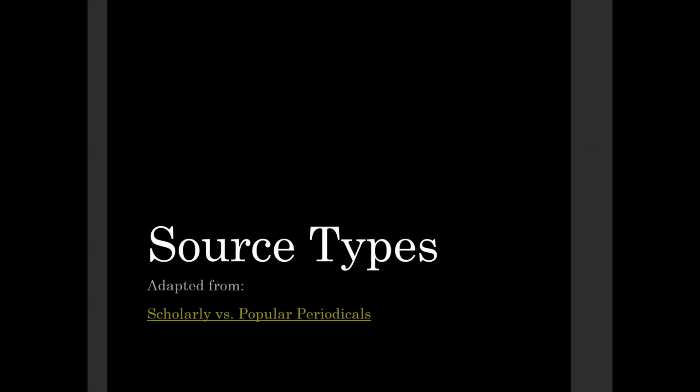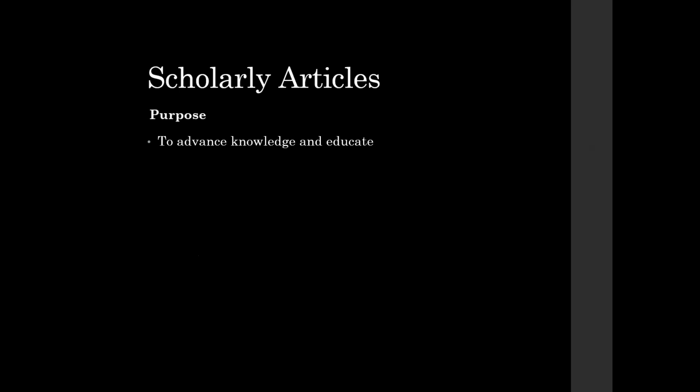This video will provide a brief introduction to source types which can be used in a research assignment. Refer to your individual assignment guidelines or your instructor's guidelines for the types of sources you should be using. The first type of source to consider is a scholarly article.